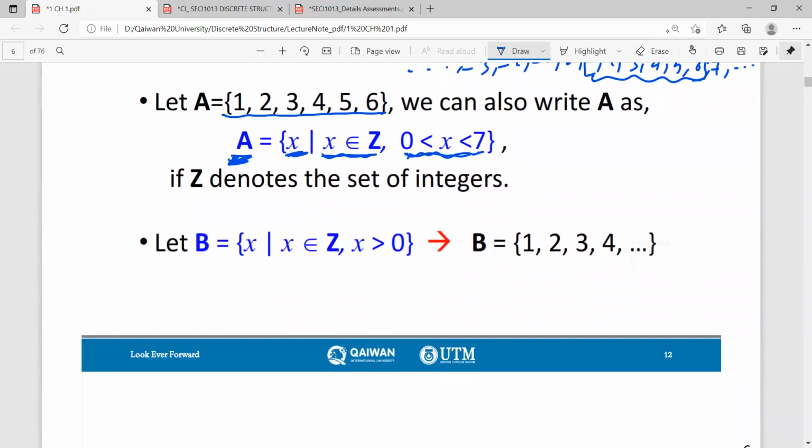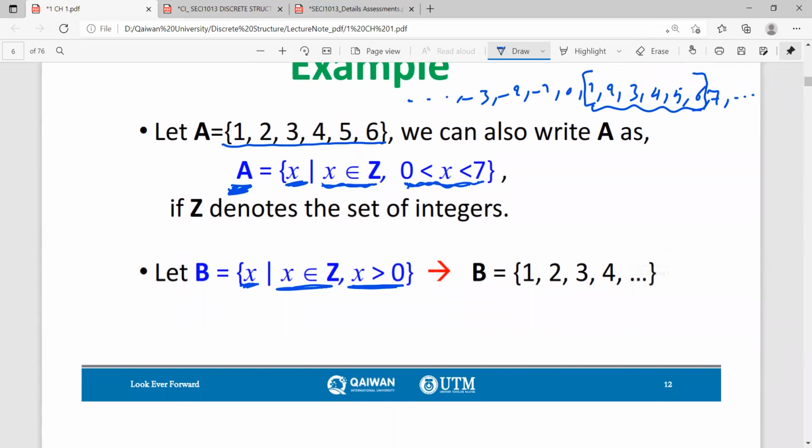And here, say, let B be the set of those elements of Z where X is bigger than 0. That means from 0 to infinity, but 0 is not included. If there is equality here, we say 0 is included also. But here, 0 is not included. That means the set of integer numbers which are bigger than 0. So we start from 1, 2, 3 up to infinity. That means B is 1, 2, 3, 4 up to infinity. These are the types of representing a set. This is the notation, and those are the elements.